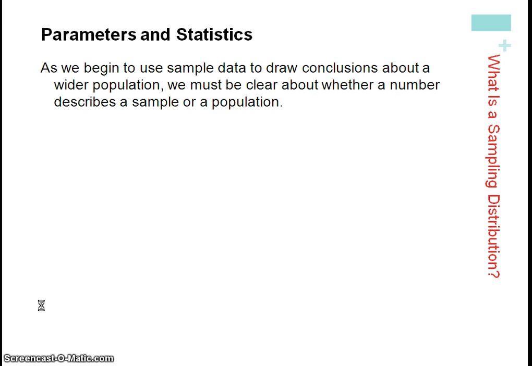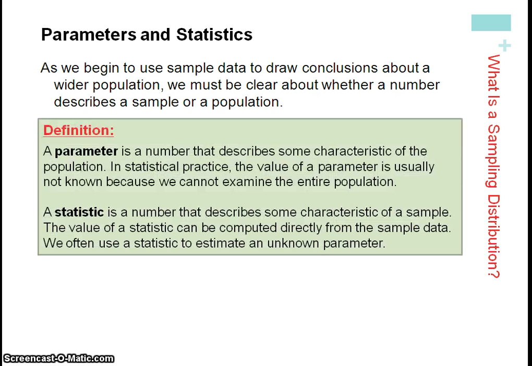Okay, parameters and statistics. We've already talked about this before. As we begin to use sample data to draw conclusions about a wider population, we have to be clear about whether a number describes a sample or a population. So a parameter is a number that describes some characteristic of the population. In statistical practice, the value of a parameter is usually not known because we usually cannot examine the entire population. So a parameter would be like mu or sigma.